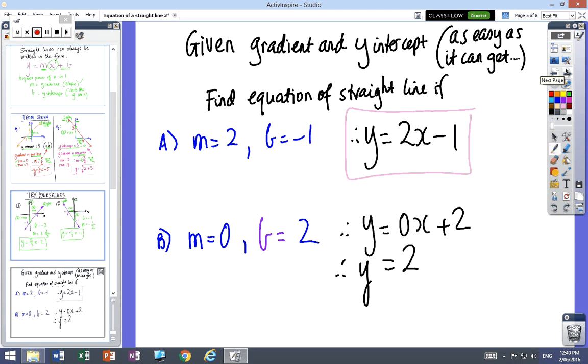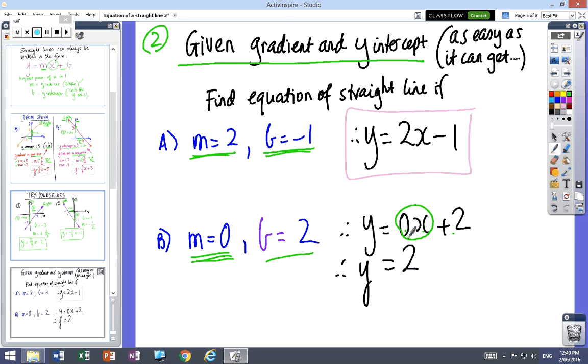So the next one is straight off what we've just been doing. This is the second way of doing it: given a gradient and a y-intercept, and this is as easy as it gets. They say the gradient is 2 and the y-intercept is minus 1, so it's just y equals 2x minus 1. They say the gradient is 0 and the y-intercept is 2, so it's 0x plus 2, but if there's no x's, you just write it as y equals 2.